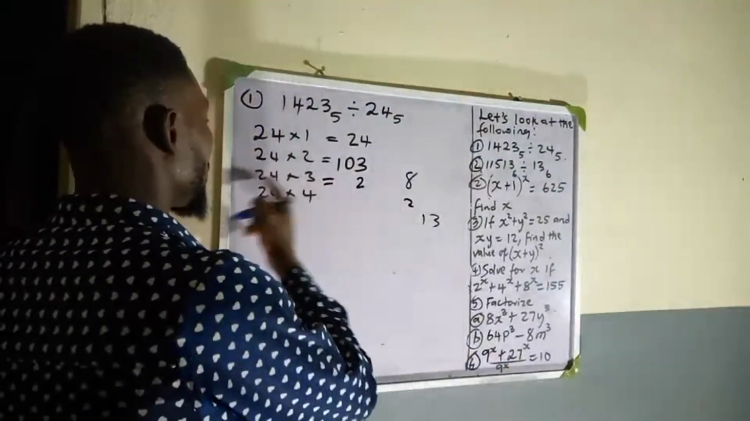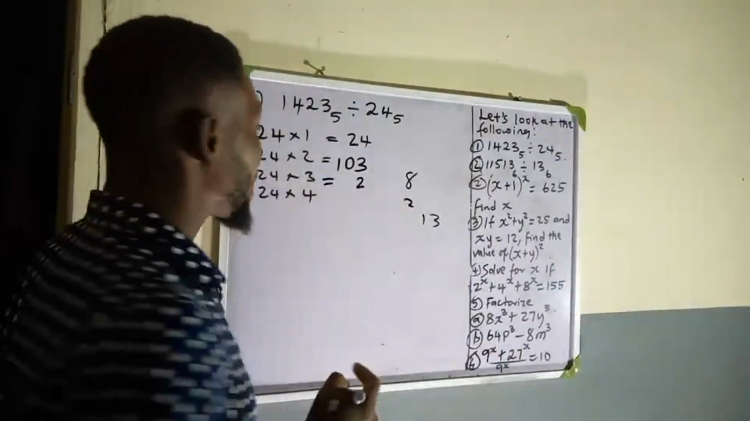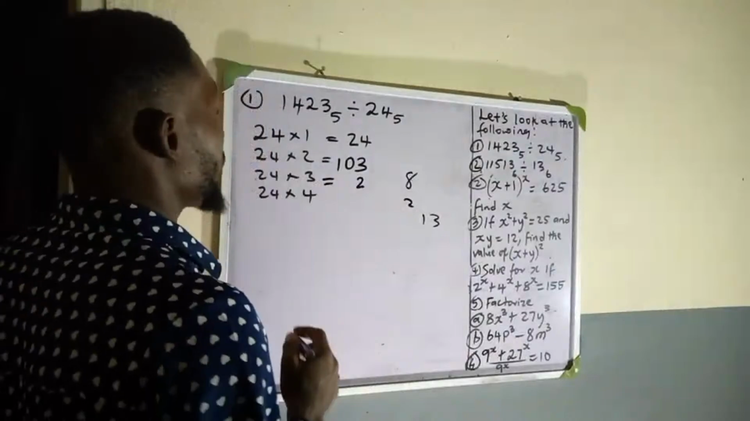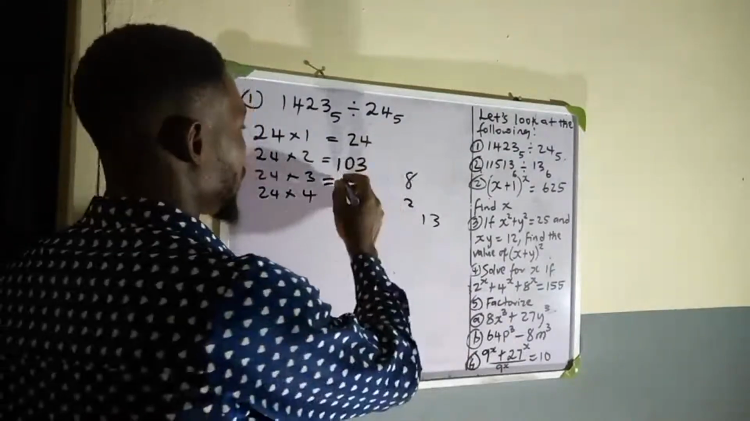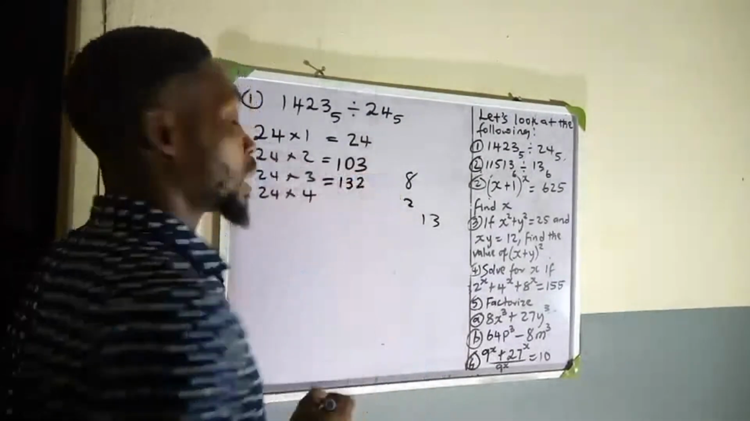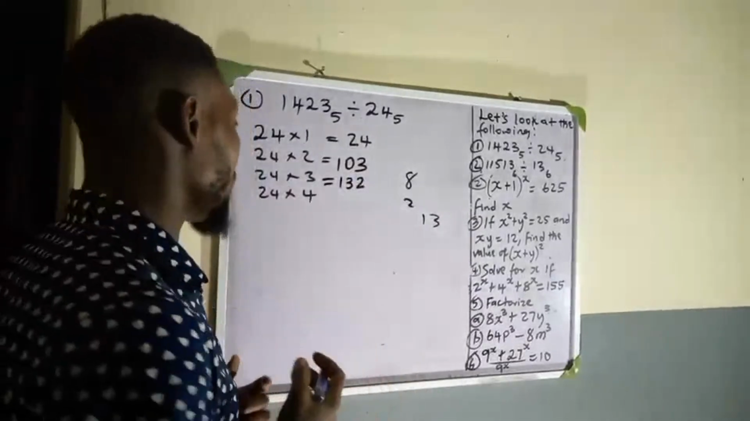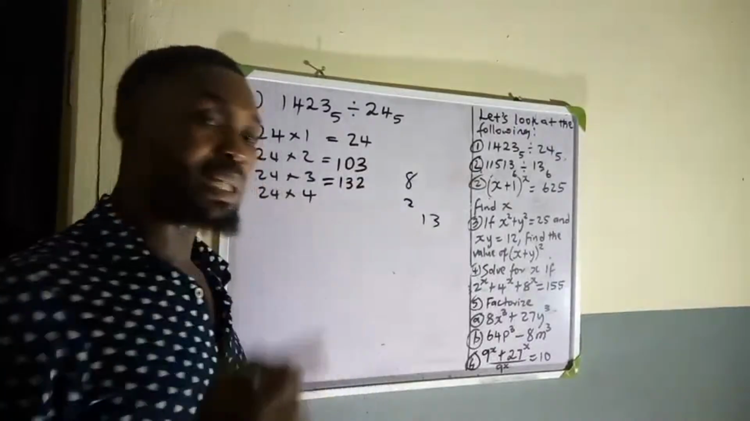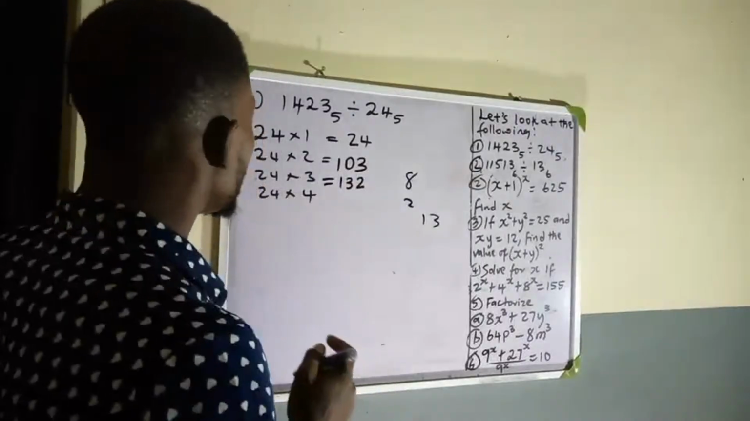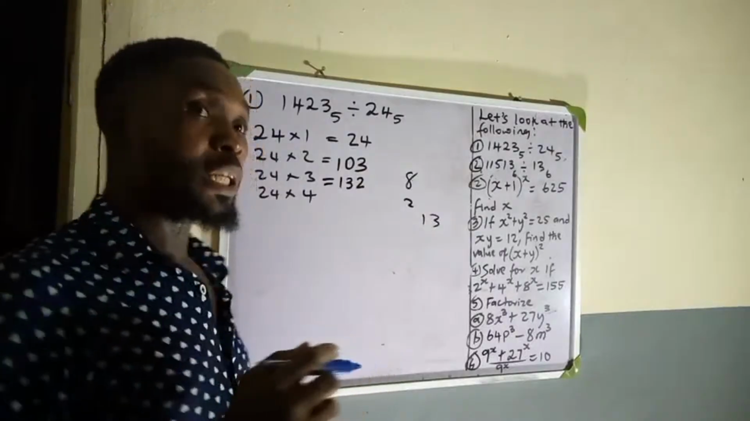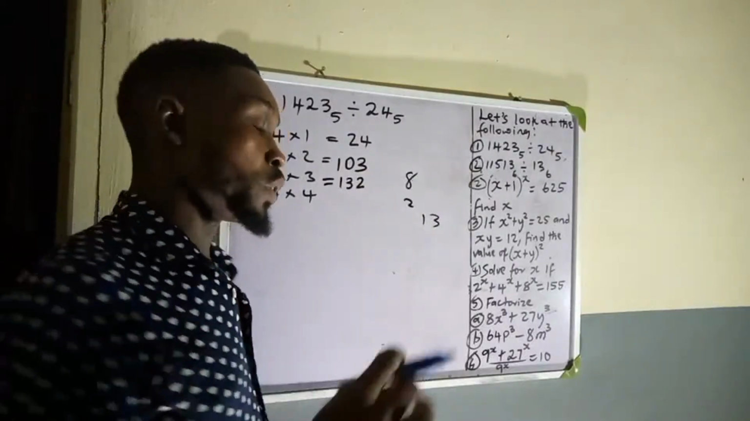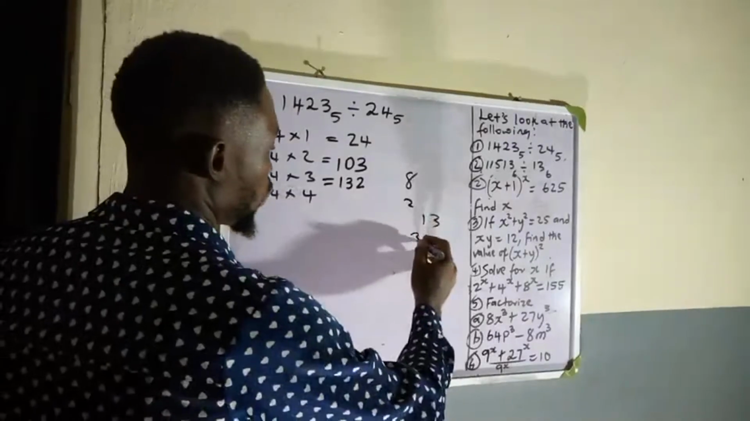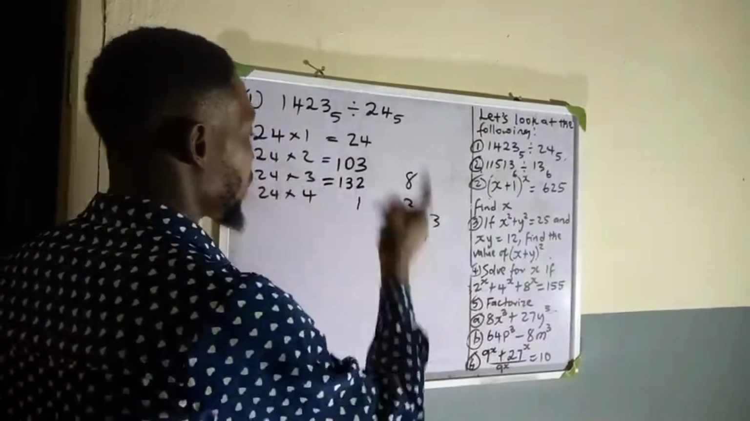3 times 2 is 6. 6 plus 2 is 8, and 8 in base 5 is 1, 3, as we had the other time. Because it's the last thing we are multiplying, we have the 1, 3 there. 4 times 4 is 16, and 16 in base 5 is 3, 1. If you divide 16 by 5, you have 3 remainder 1. So we write 1 and carry 3.